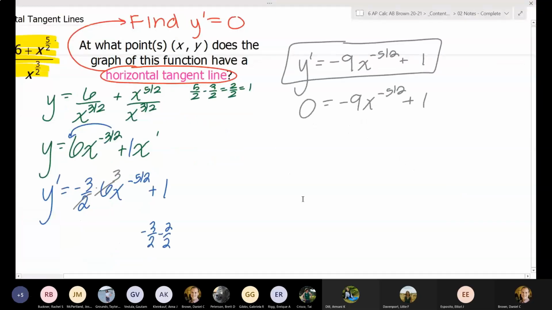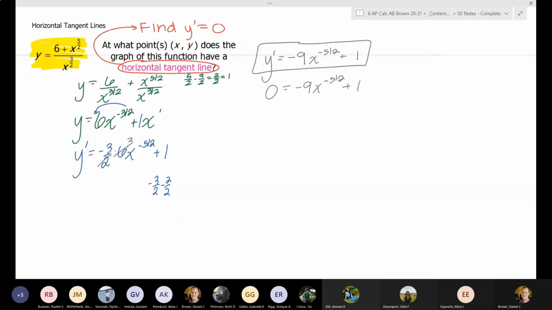So we found the first derivative. On the AP exam, my quiz or my test, you will earn partial credit if you find the derivative. And then the rest of the points come from actually answering the question. So if I want to find a horizontal tangent line, that is where the derivative is equal to 0. And so now we just want to use algebra to solve this.